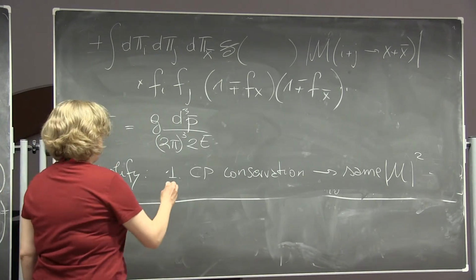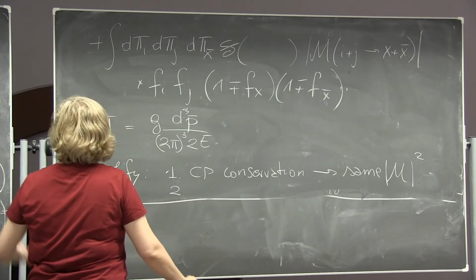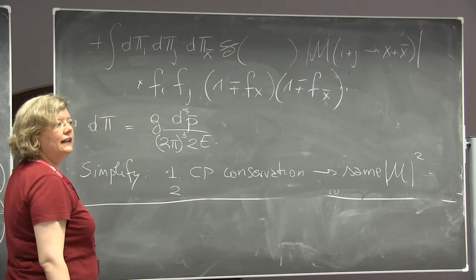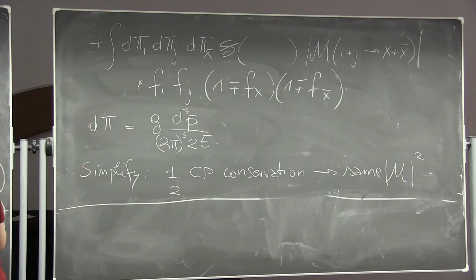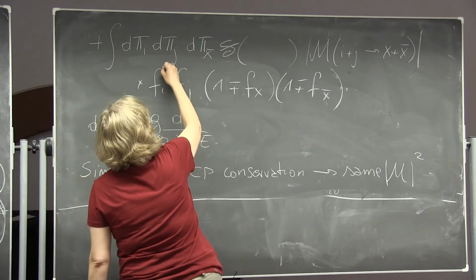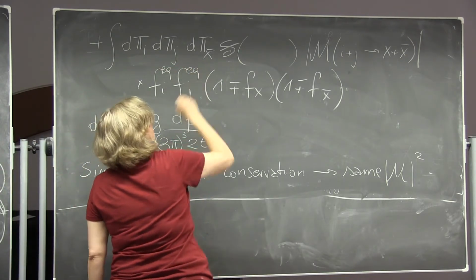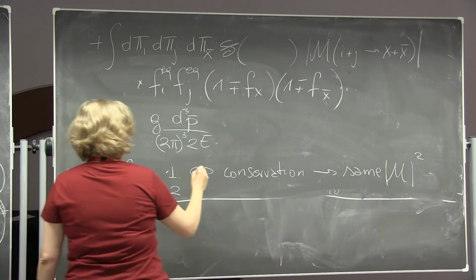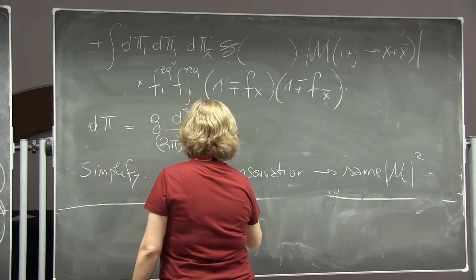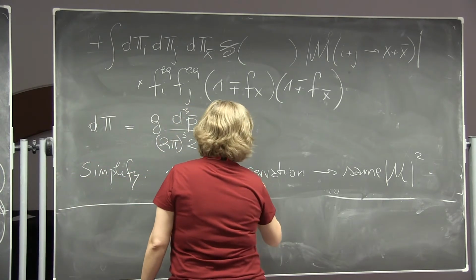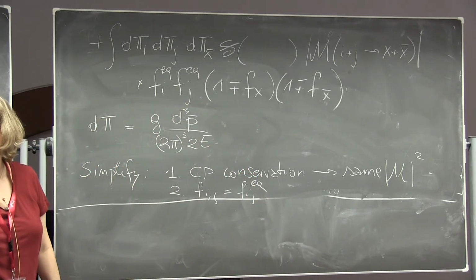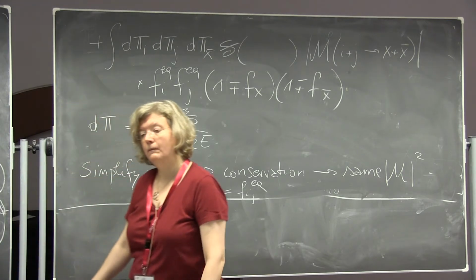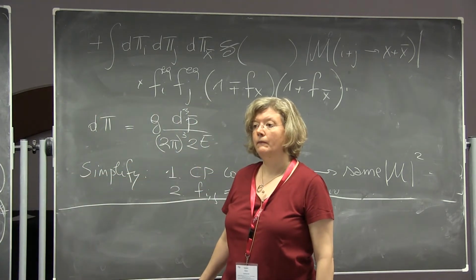Then the other assumption, I already said it here, is that i and j are in thermal equilibrium. This means that wherever I have the distributions of i and j, I can write the equilibrium ones. So fi is equal to fi equilibrium. If you don't assume equilibrium, then that equation was perfect. You just don't assume equilibrium.